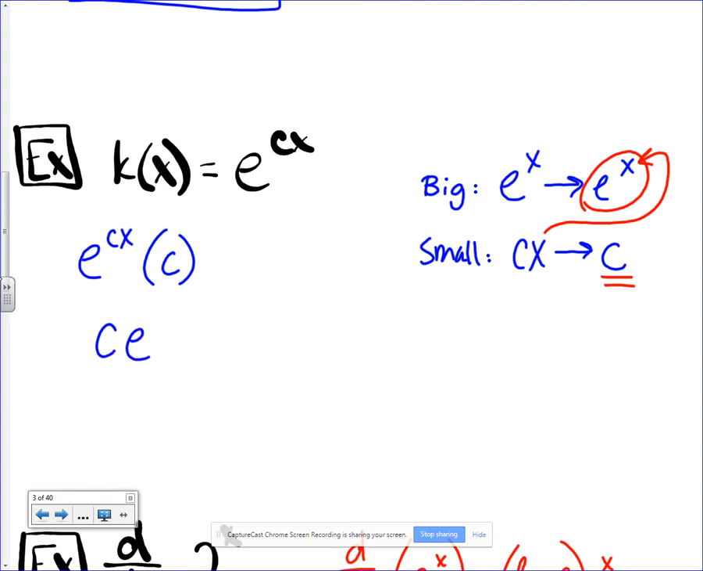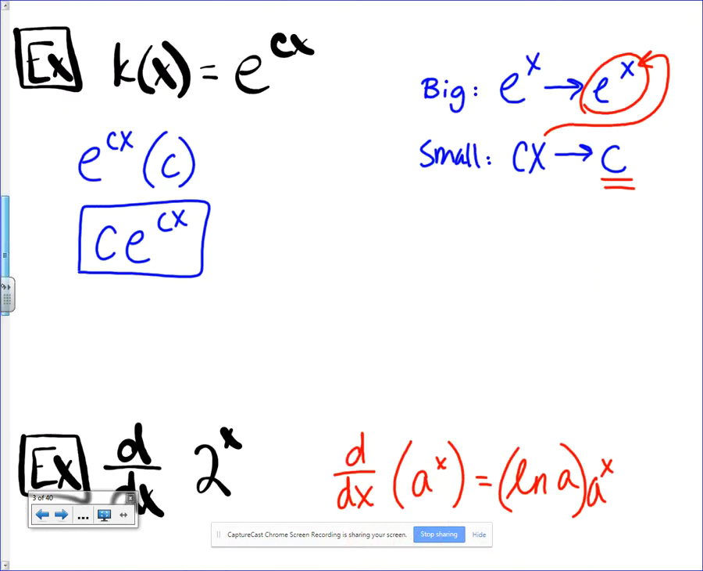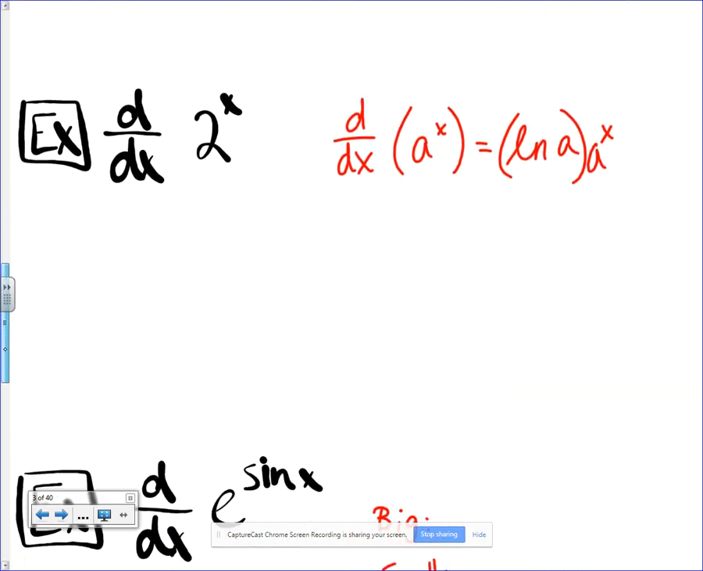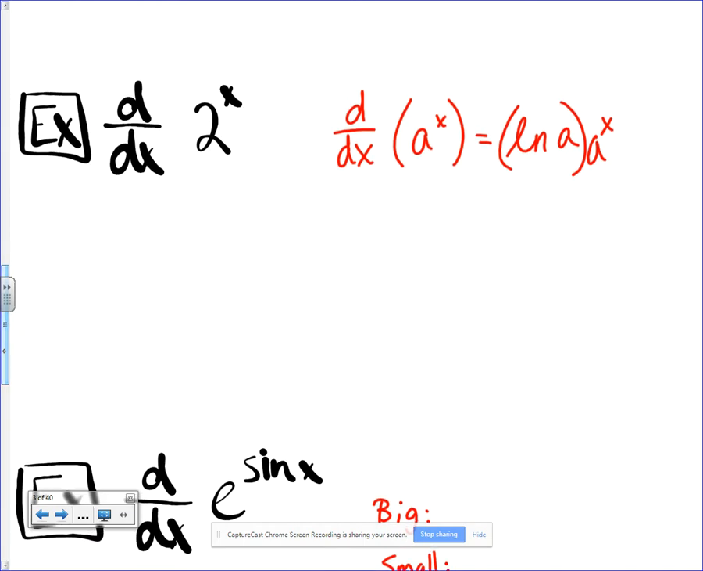My final answer will look like that. If you're somebody that doesn't need to write out the big function and little function, then don't. Okay, but I will, at least for now. All right, next. First thing I need to show you is this derivative.